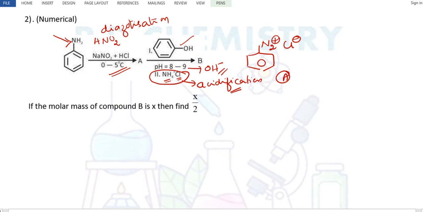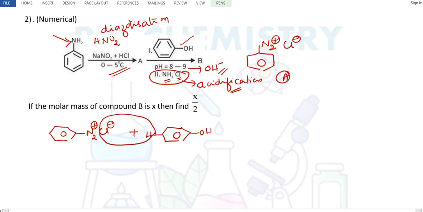Now here we have compound A, right? So let me write down A. I will rotate the structure like this. Then we have N2 plus and Cl minus, correct? It is treated with phenol at the para position. So remove this HCl. These reactions are called what reactions? You have studied in the syllabus. These are called coupling reactions, wherein N2 remains as such.